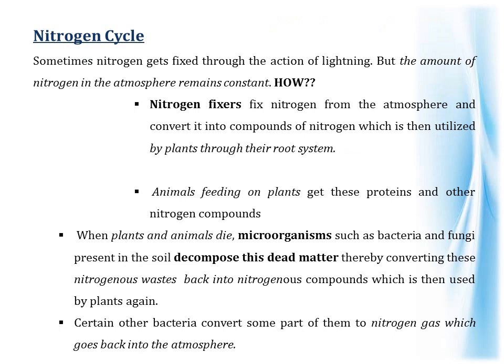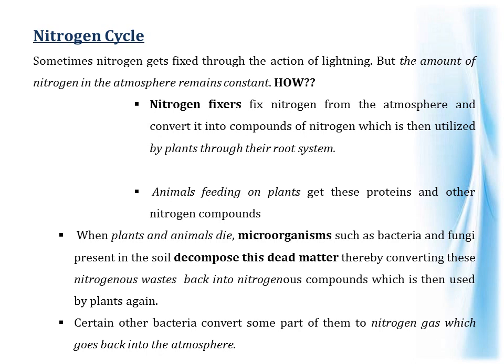Now let's see what the nitrogen cycle is. Nitrogen cycle means the circulation of nitrogen in various forms through nature. Sometimes the nitrogen gets fixed through the action of lightning. That is, the enormous energy of lightning breaks the nitrogen molecules present in the air and combines them with the oxygen in the air, forming nitrogen oxide. Then it dissolves in the rain forming nitrates, and it is carried back to the earth.